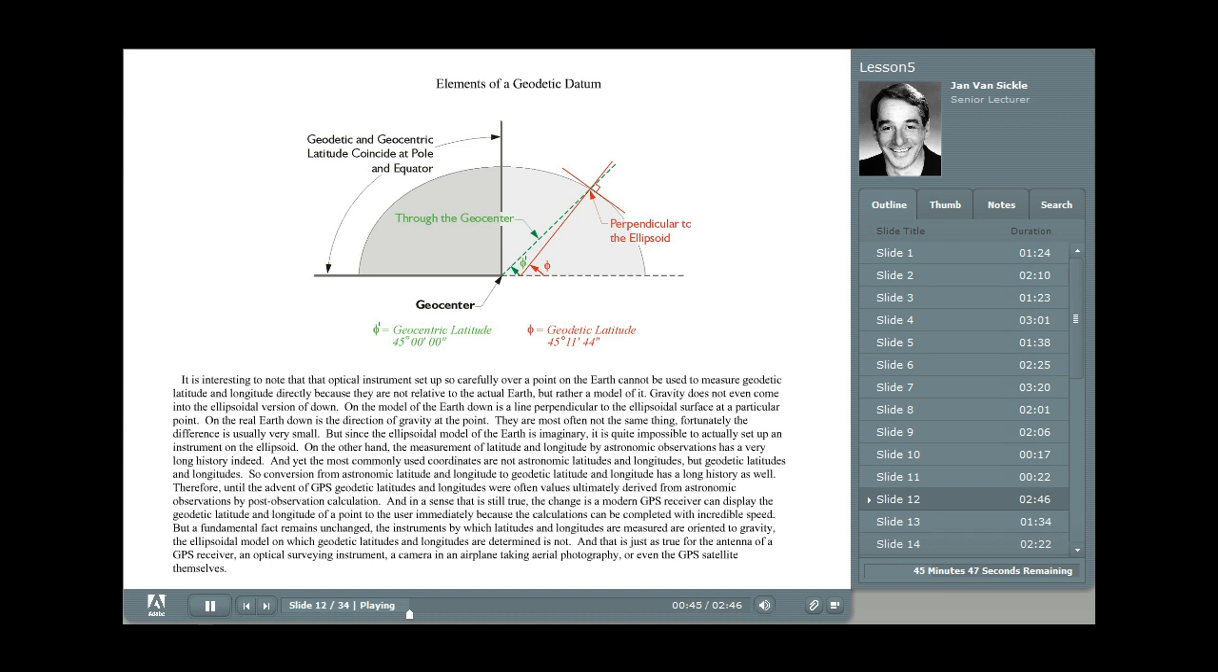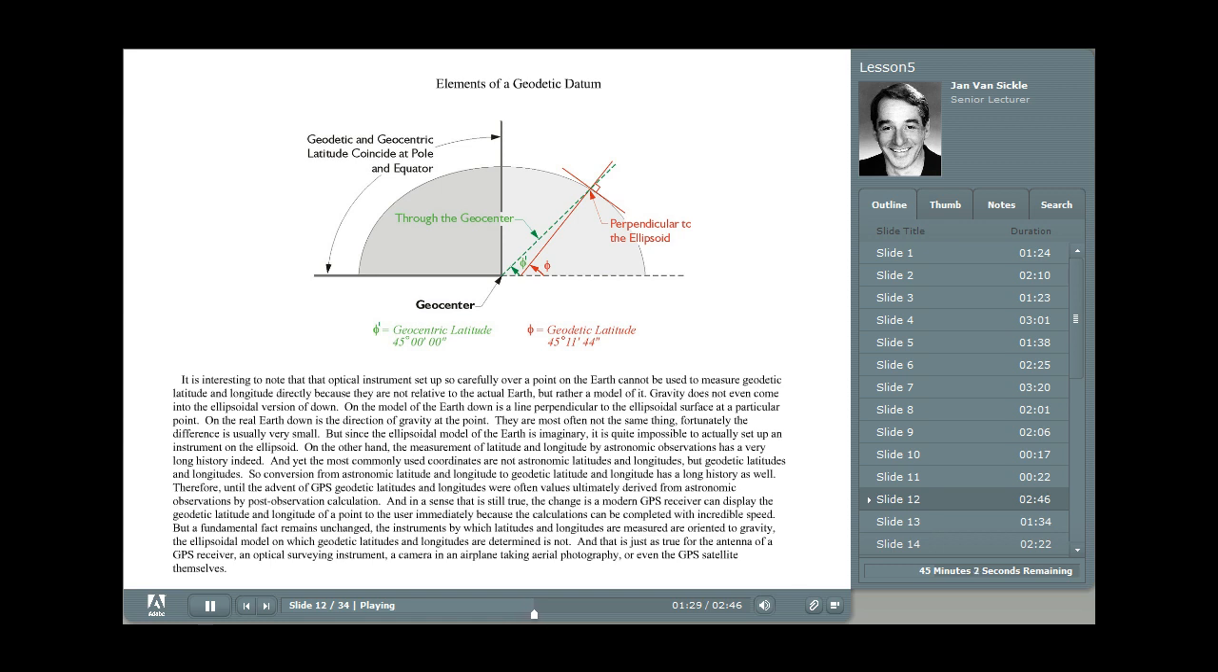And they're not the same thing. Usually the difference is very small. But since the ellipsoidal model of the Earth is imaginary, you can't set up an instrument on it. On the other hand, the old measurement of latitude and longitude by astronomic observation has a very long history. It goes back literally centuries. So conversion from astronomic latitude and longitude to geodetic latitude and longitude has a long history too. But until the advent of GPS, almost always latitudes and longitudes were derived from astronomic observations and calculations after the fact.